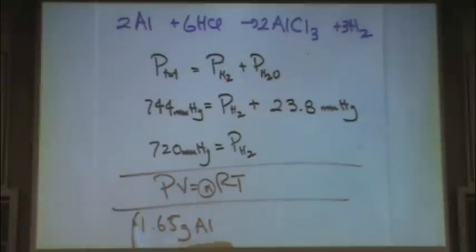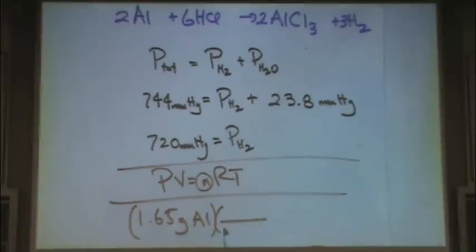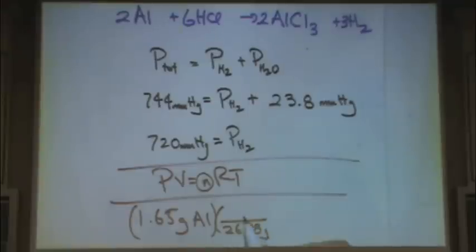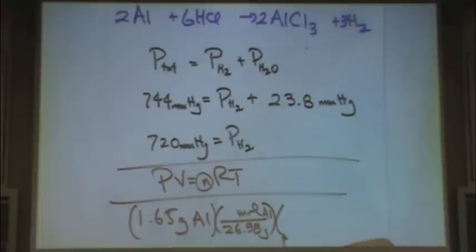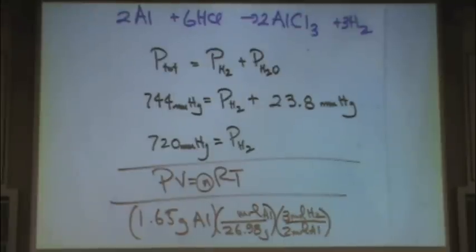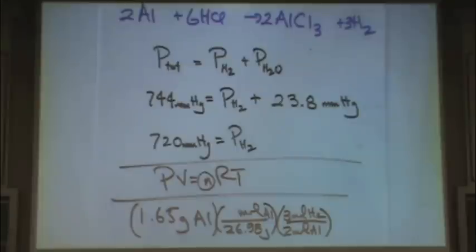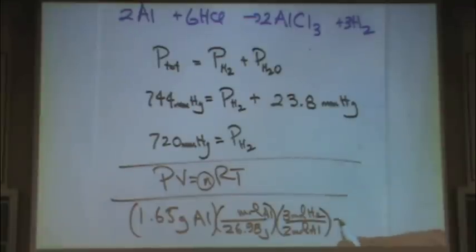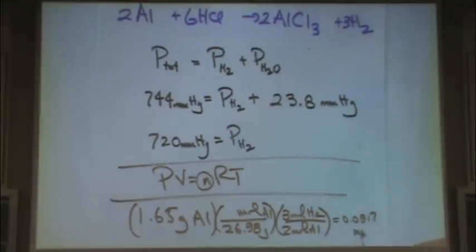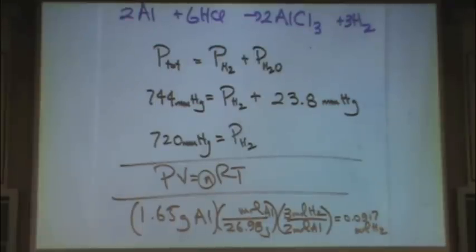So what would I do? I would say, well, let's change this to moles. 26.98 grams per mole from the periodic table. So that's moles of aluminum specifically. And then there's 3 moles of H2 for every 2 moles of aluminum. And let's see, they wanted to know the moles of H2 gas formed. That'd be this number. And that turns out to be 0.0917 moles of H2. So that'd be the second part. That's your stoichiometry. That's no gas law stuff whatsoever.